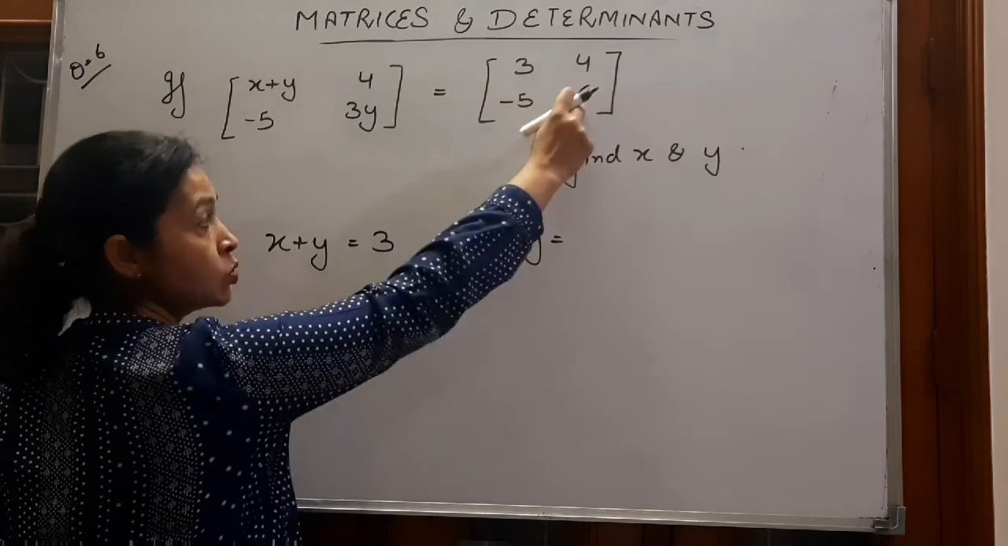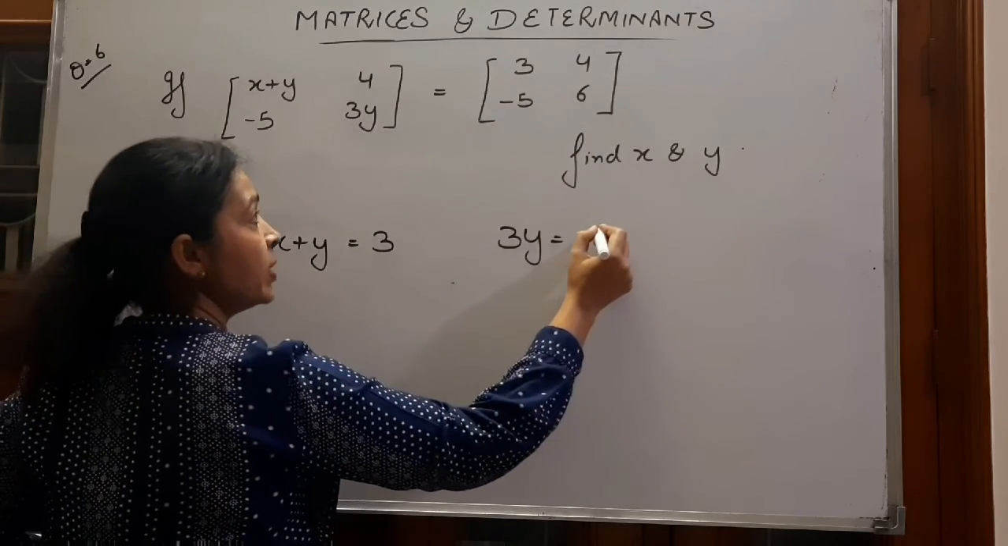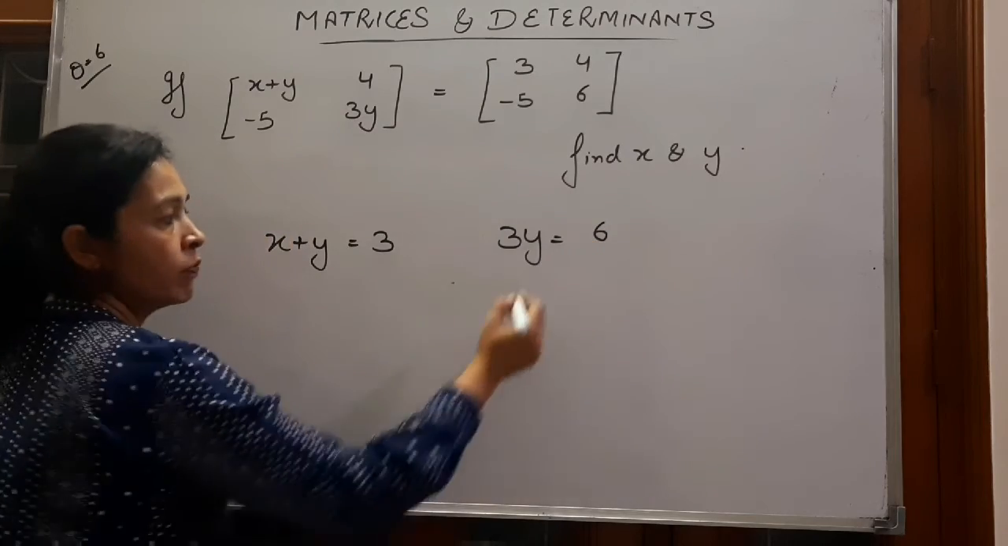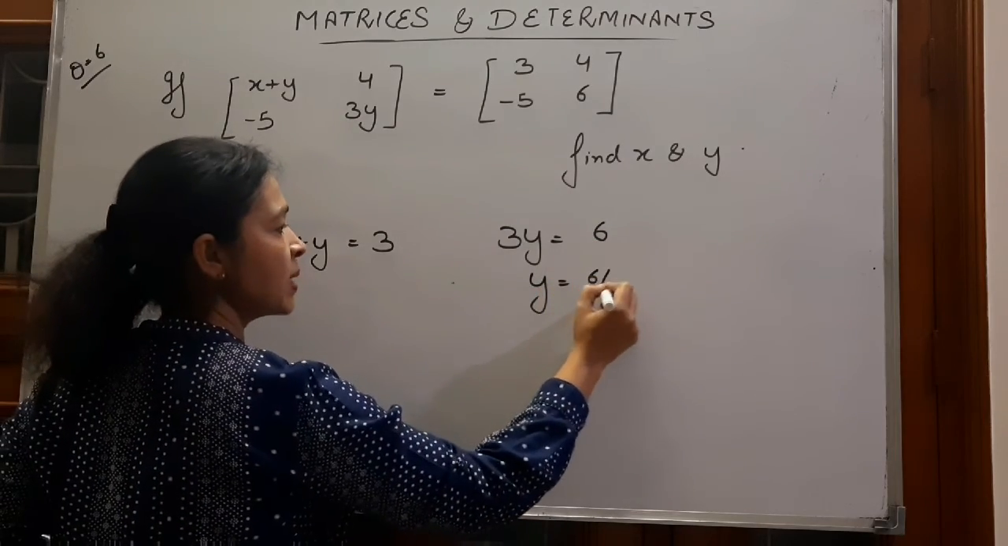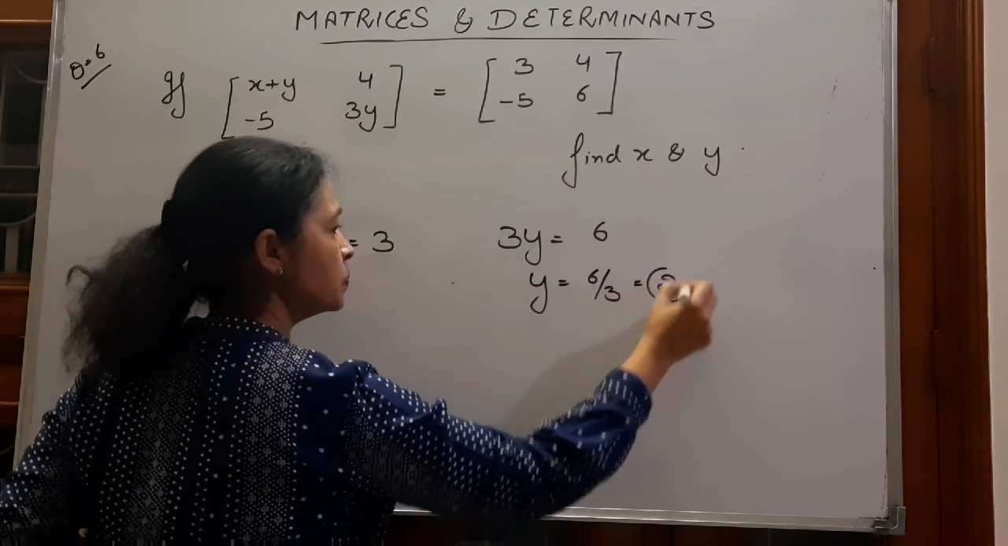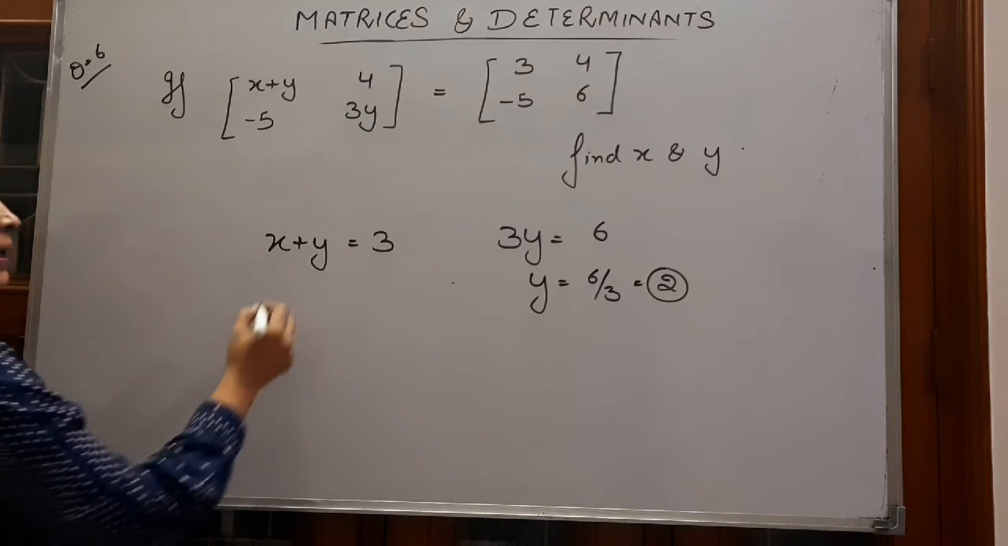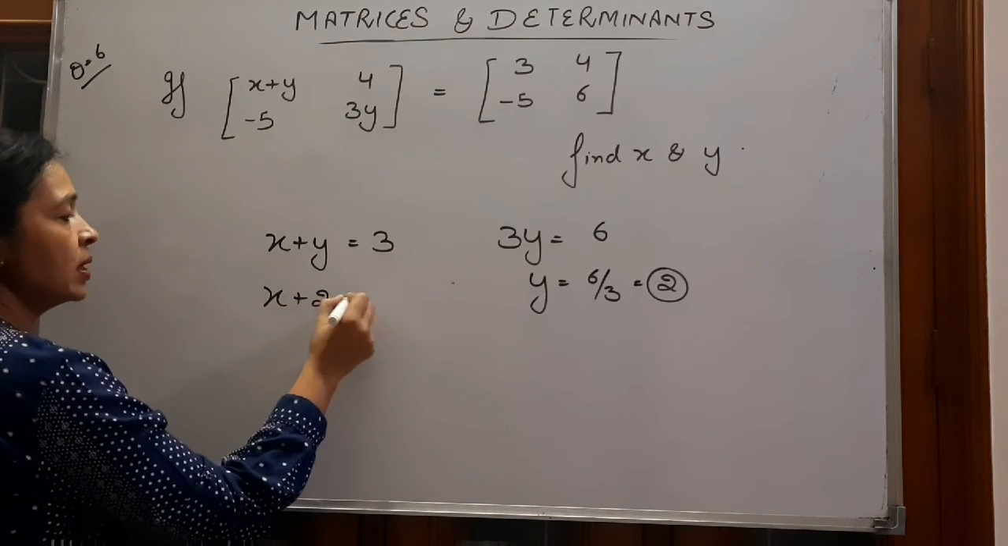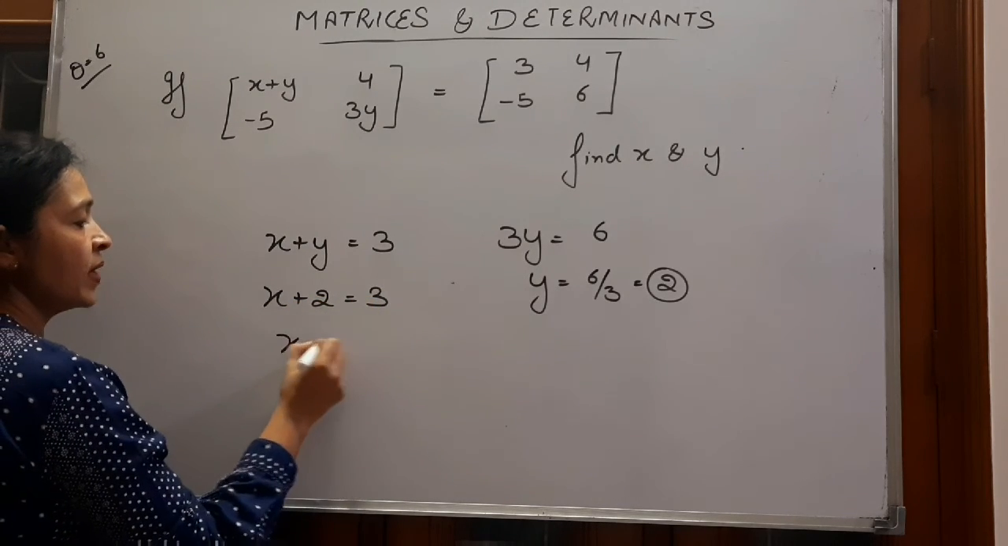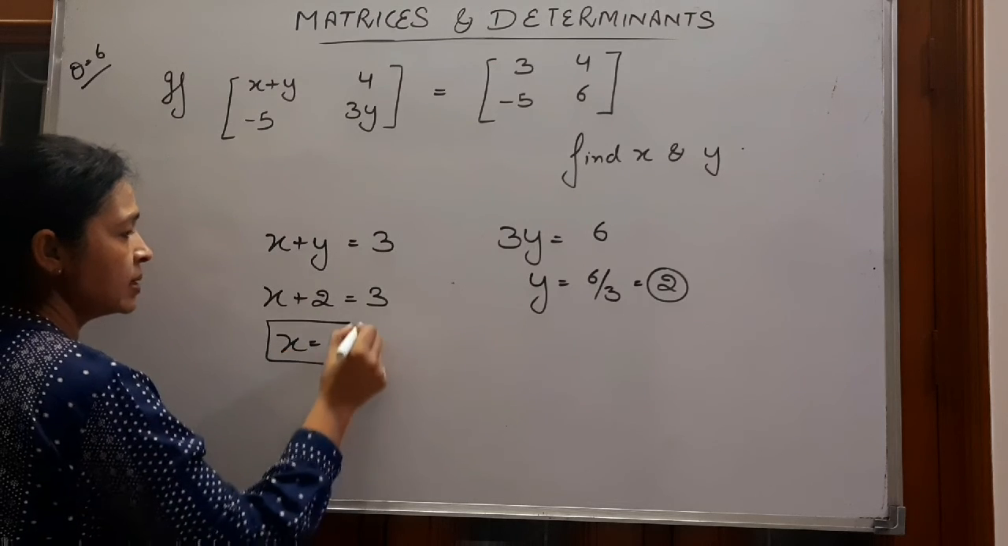This will be equal to B22, that is 6. What will be the value of y? 6 by 3, that is 2. Put the value of y here. x plus 2 is equal to 3, and the value of x is 3 minus 2, that is 1.